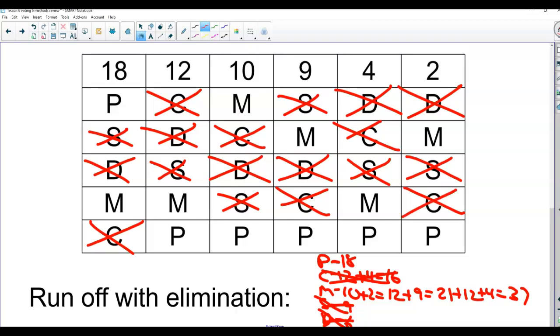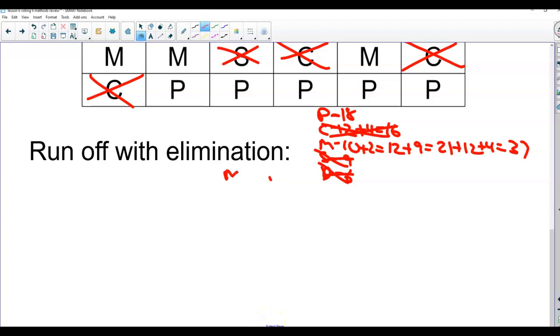So by runoff with elimination, put the answer here. M has a score of 37. Now, here's the other score I will accept. If you didn't give away the extra 4 votes that Coke or C had, I would accept M as 33 as well. I'll accept really either one of those answers. But that's runoff with elimination.